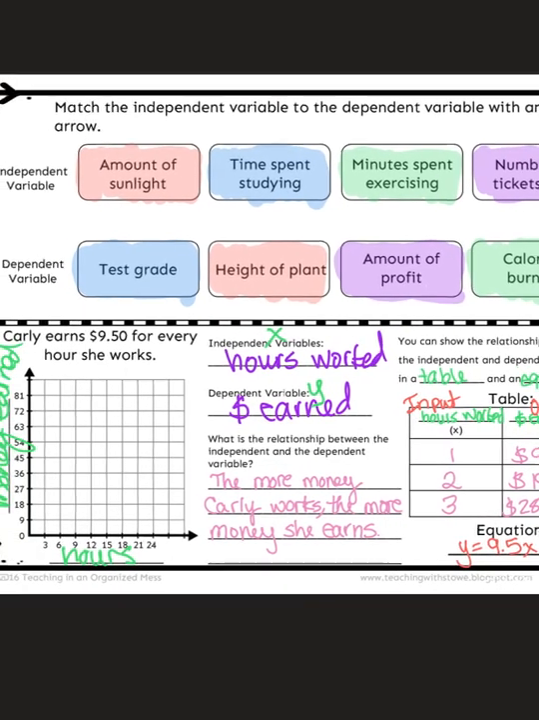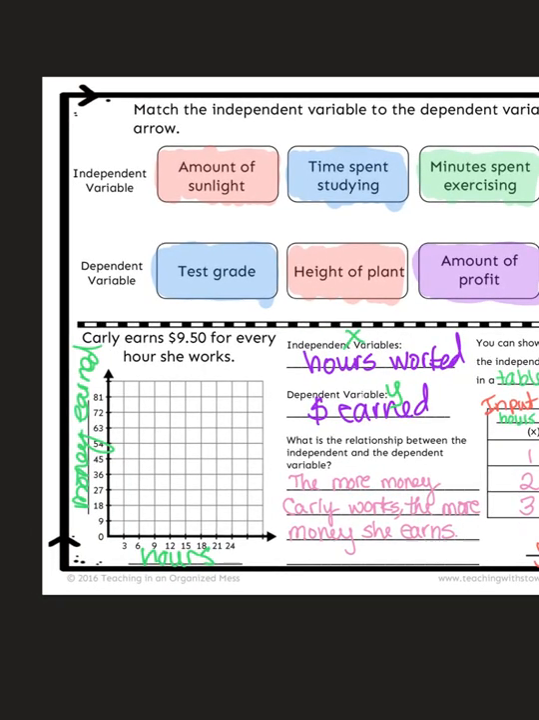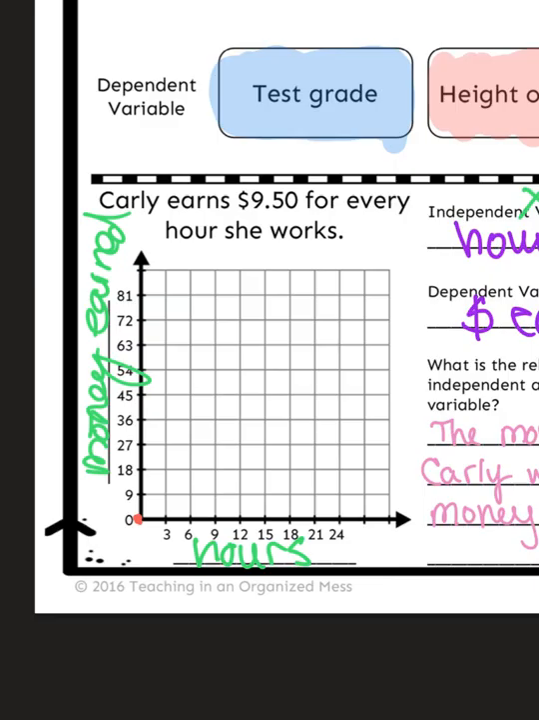So I want us to go back and look at this. If she has 0 hours worked, how much money is she going to make? 0. Okay, what if she worked 3 hours? 3 hours would be $28.50. Okay, so that would be somewhere right about here. Okay, if she worked 6 hours, I would have to do $9.50 times 6 to figure out what it would be in 6 hours. And if I did that, I would get 57, which would be somewhere around here.